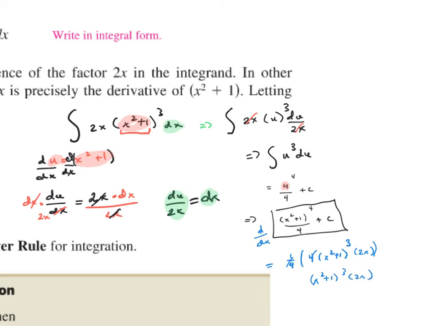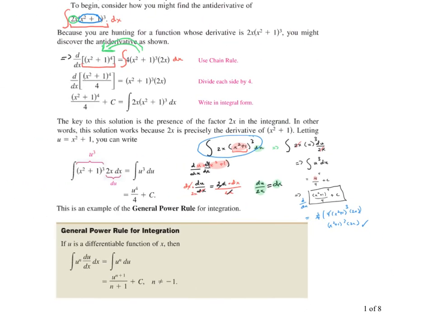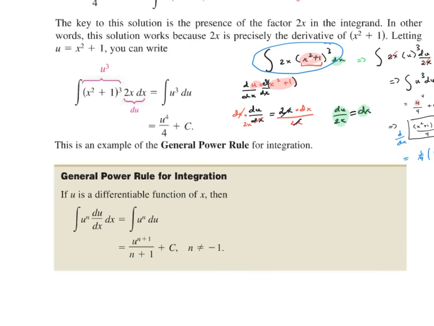I go back and I look at the original problem. It was x squared plus 1 cubed times 2x. That means I do have the right answer. Again, I didn't find the derivative of plus c because the derivative of any constant is 0. So the answer to the problem would be x squared plus 1 to the 4th over 4 plus c. And that's kind of what they're getting at right here. They got to the u to the 4th over 4 plus c, but you never saw them actually back substitute for u. That's the last thing that they'd have to do in this example.